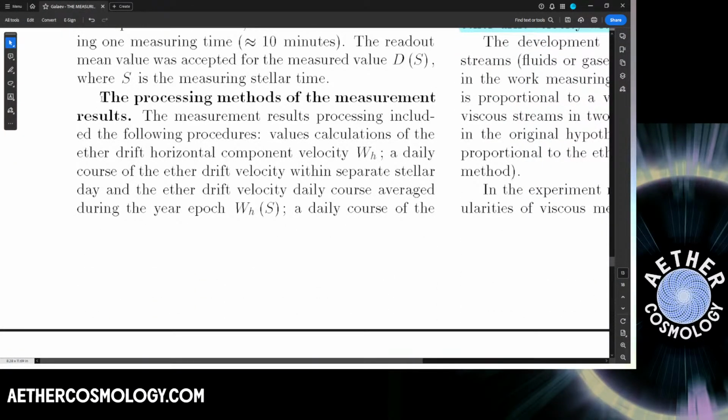The processing methods of the measurement results. The measurement results processing included the following procedures. Values calculations of the ether drift to horizontal component velocity WH. A daily course of the ether drift velocity.